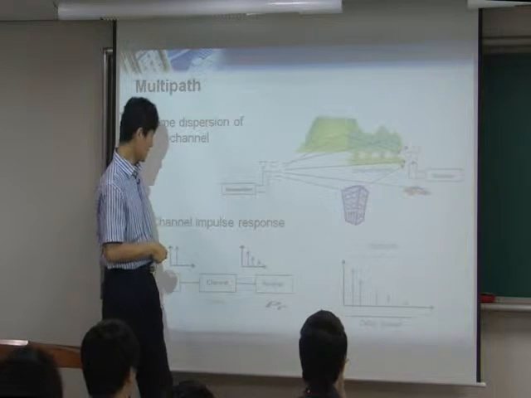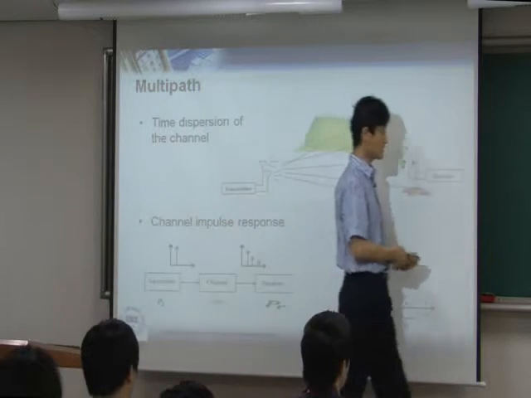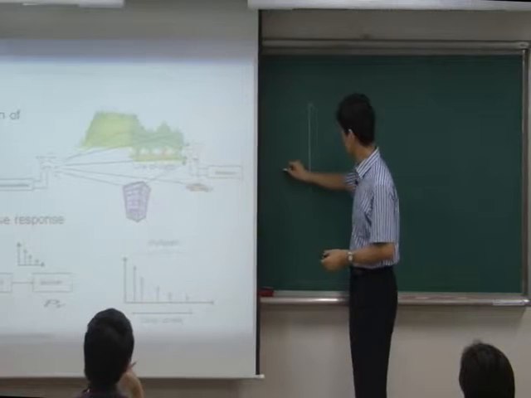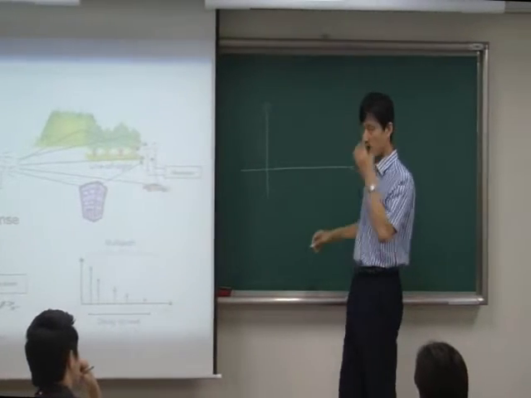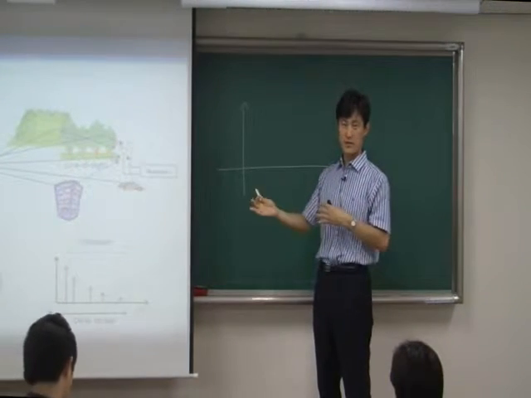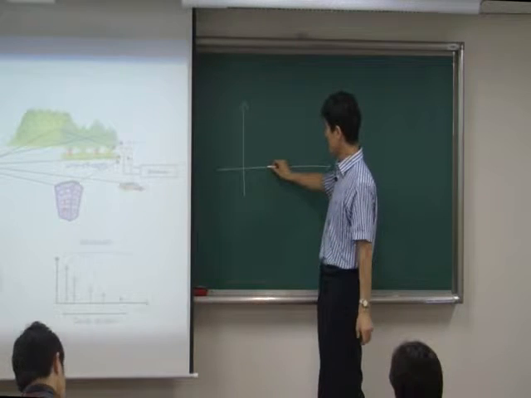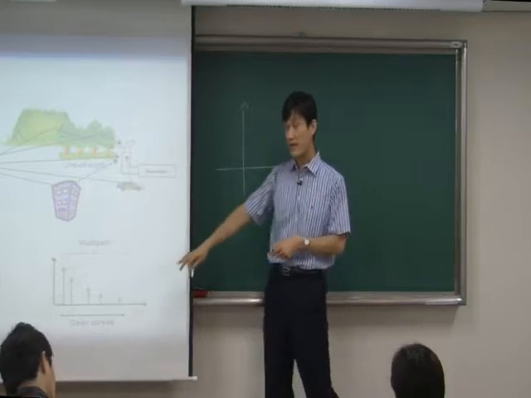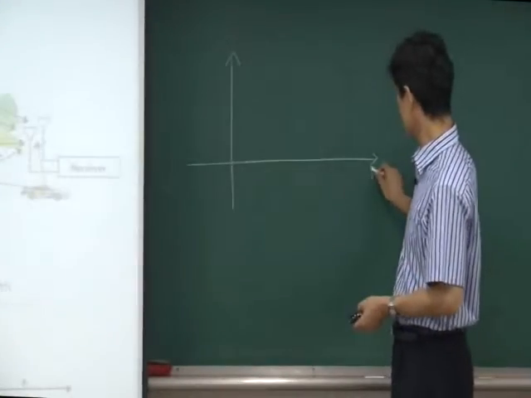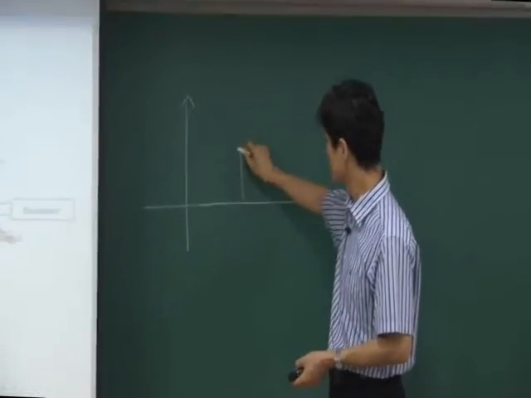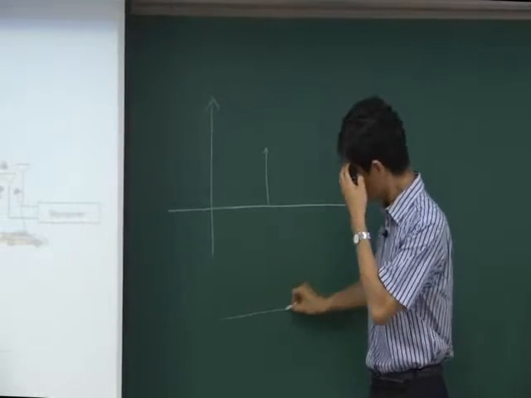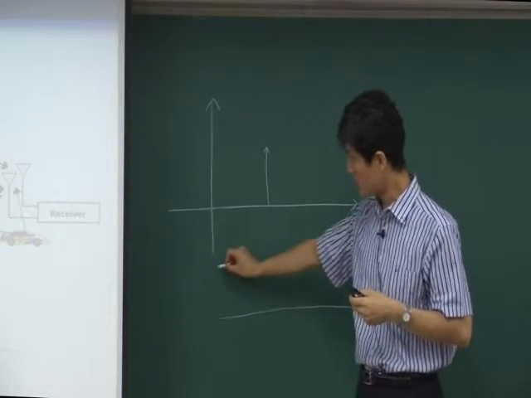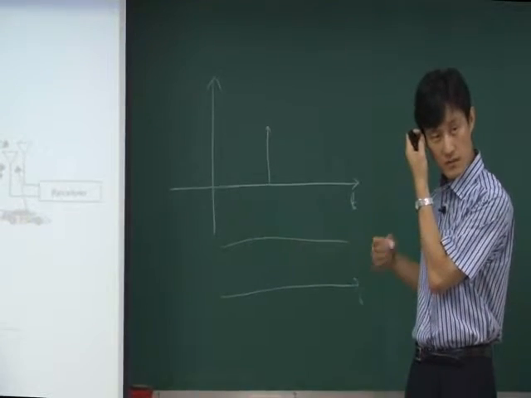Okay? Let's think about one simple thing. Now you know the Fourier transform, right? We are going to keep talking about the time domain and frequency domain, vice versa. Let's say this is the time domain. We're talking about the delay, so we are still in the time domain. Let's say in the time domain you have an impulse. If you do a Fourier transform, in the frequency domain it's going to be flat, right?